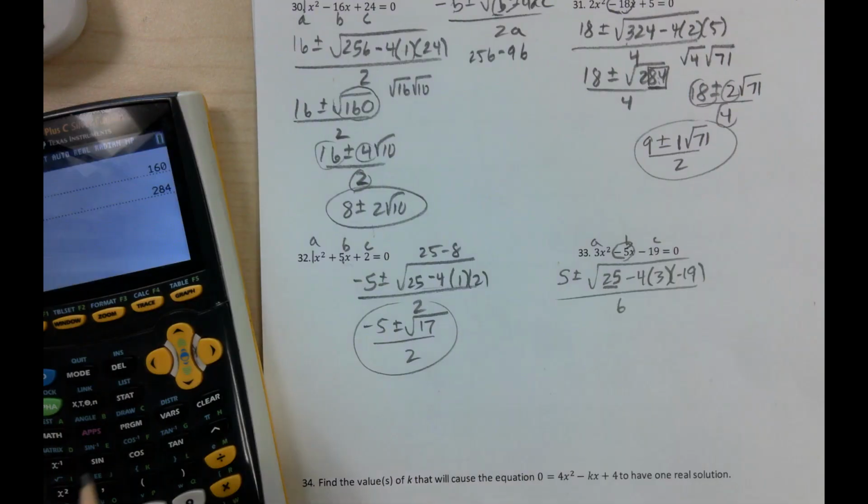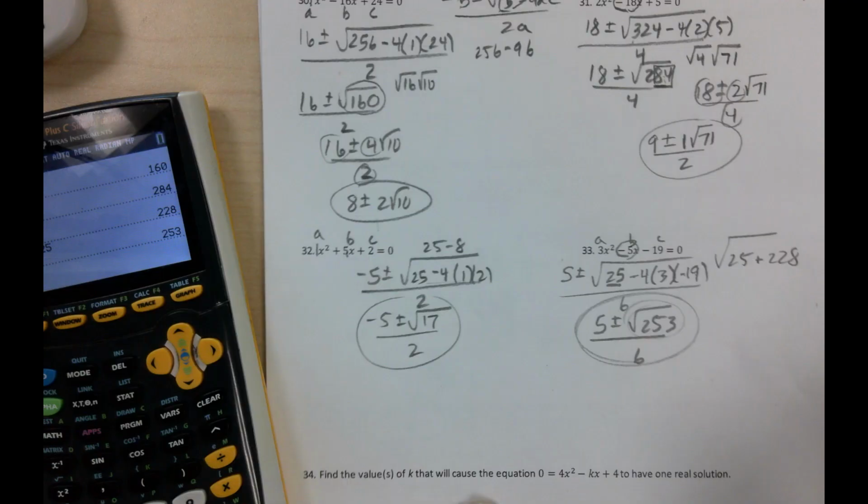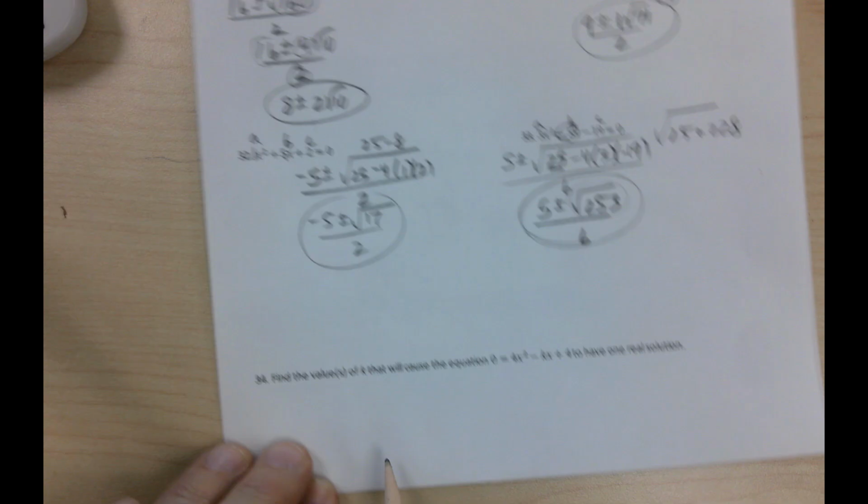So I'm going to use my calculator here. 228. So I really have the square root of 25. A negative times a positive times a negative is positive. That's a tricky one. So if I add those together, I get 253. So 5 plus or minus the square root of 253 all over 6. Let me just make sure 49 doesn't go in there, and then it's a real tricky problem. Good. All right. So there's that.